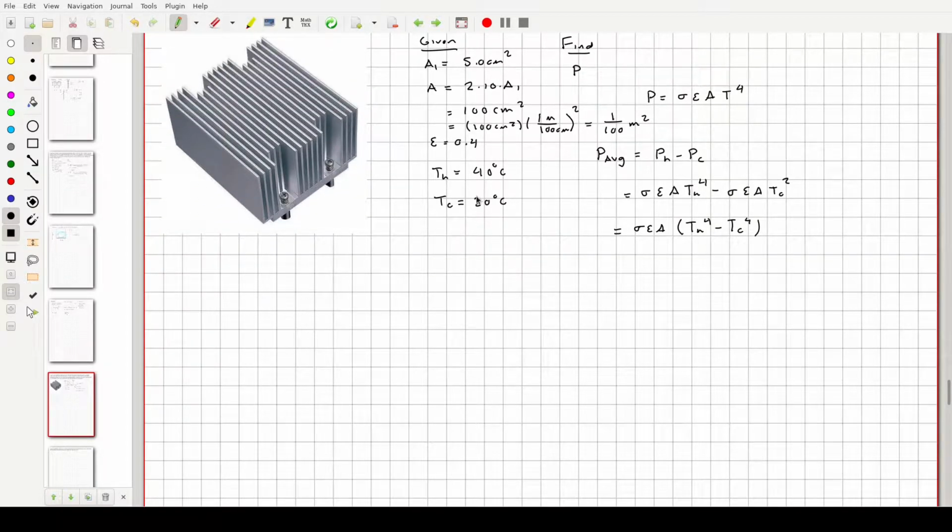Now, remember, when you convert from Celsius to Kelvin, you add 273 to it. So 40 plus 273 is going to be 313 Kelvin, right? Because 273 Kelvin plus 40 Kelvin is 313 Kelvin. Now, this one right here is 273 Kelvin plus 20, so 293.